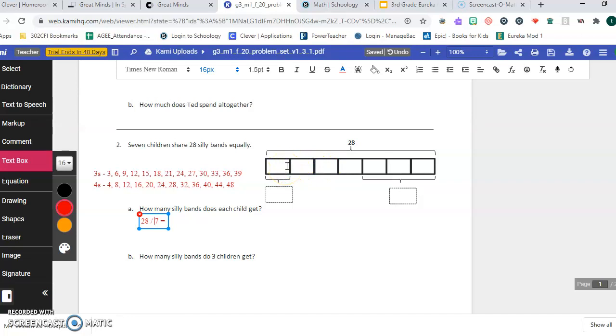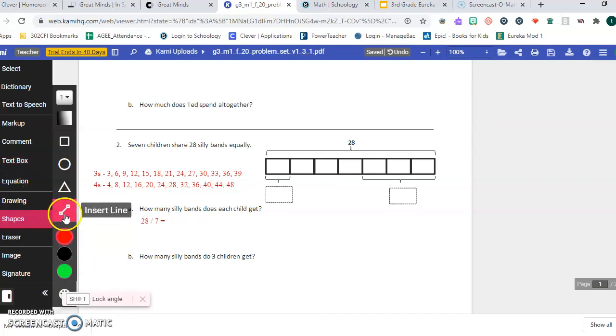So this should be familiar. We've got a tape diagram with 28 total things, and they've got 7 groups here. A group 1, 2, 3, 4, 5, 6, 7. So I'm going to go through and I'm just going to distribute using my line feature here. I'm going to distribute 28 silly bands. 1, 2, 3, 4, 5, 6, 7, and I'm going to start over.